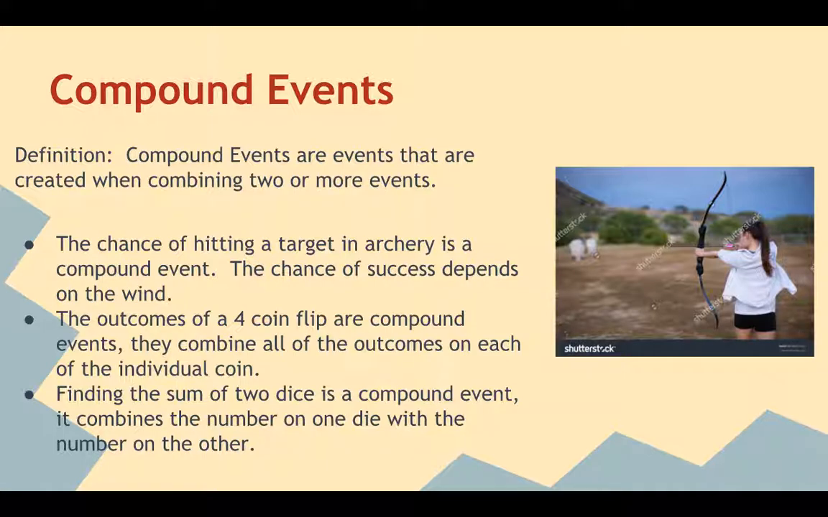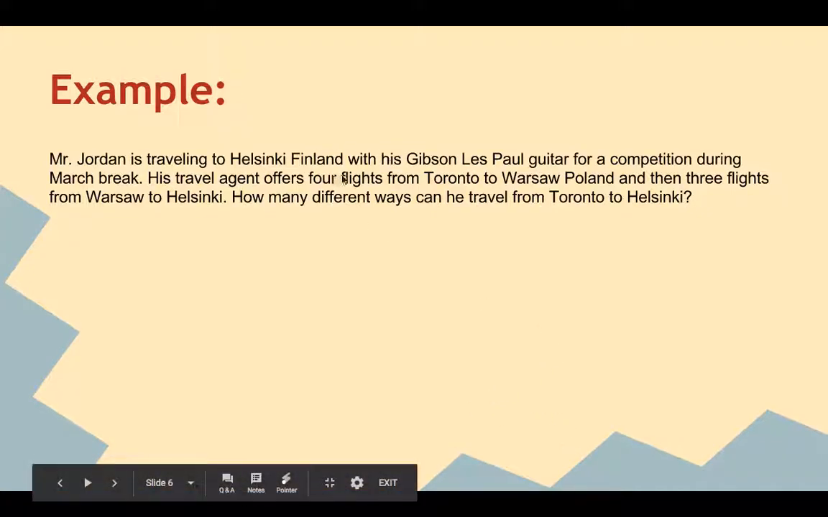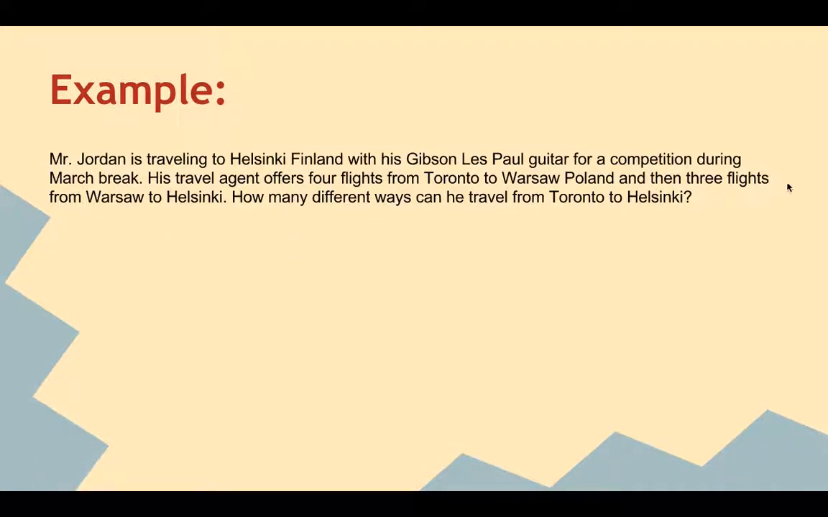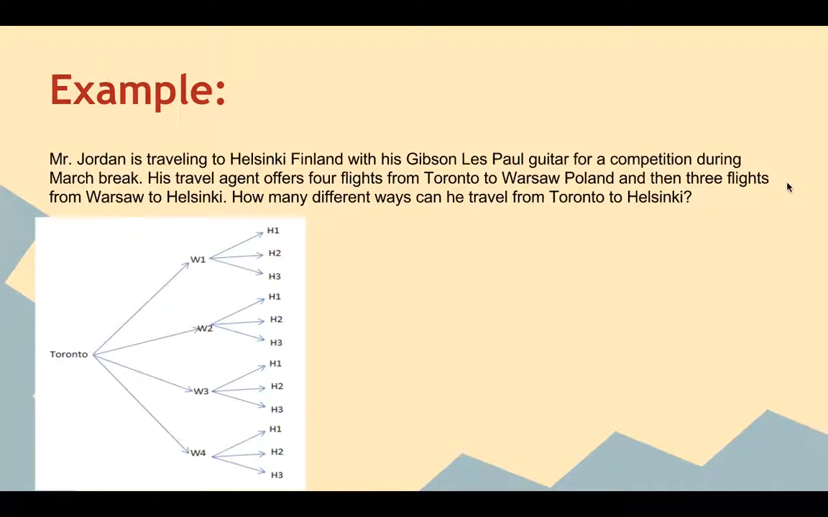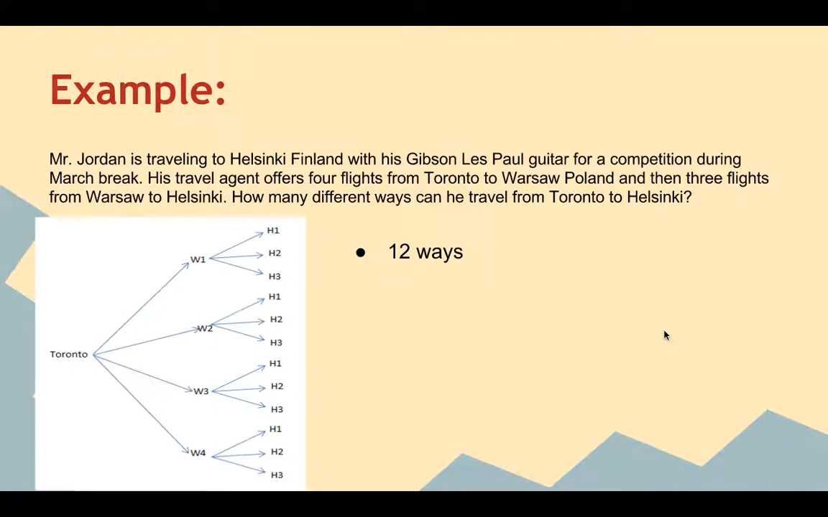An example here: traveling from Toronto to Helsinki through Warsaw. First he's going to go from Toronto to Warsaw, and then Warsaw to Helsinki. How many different ways can he travel? Here's the tree diagram. Toronto to Warsaw is 4 different ways, and then Warsaw to Helsinki is 3. You can clearly see all of the different outcomes, and so you can see the 12 ways that he can travel.